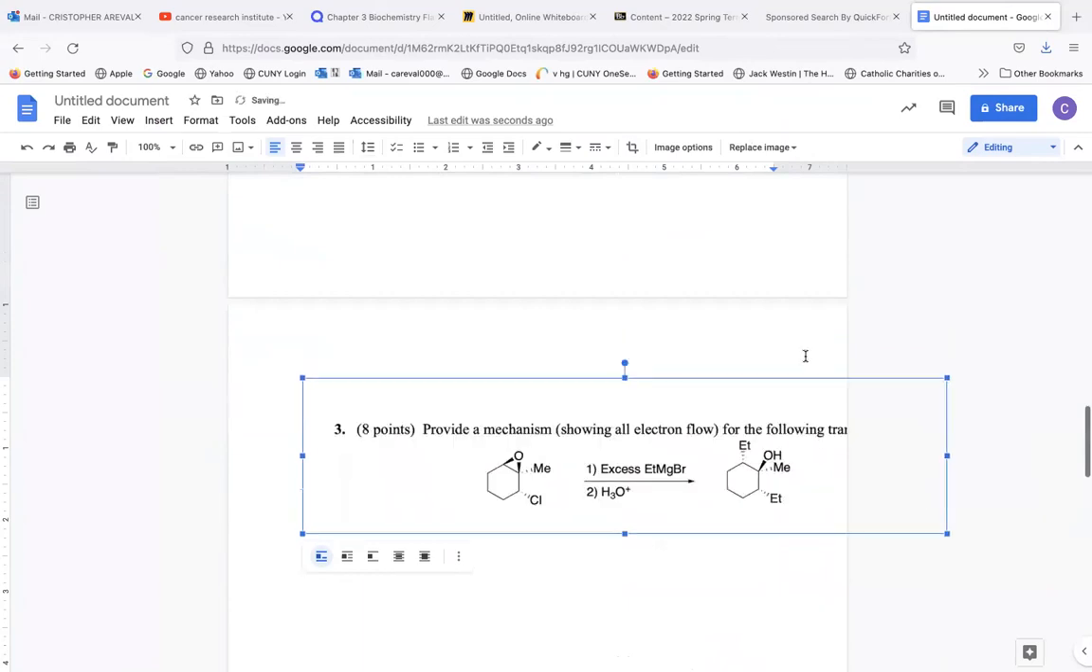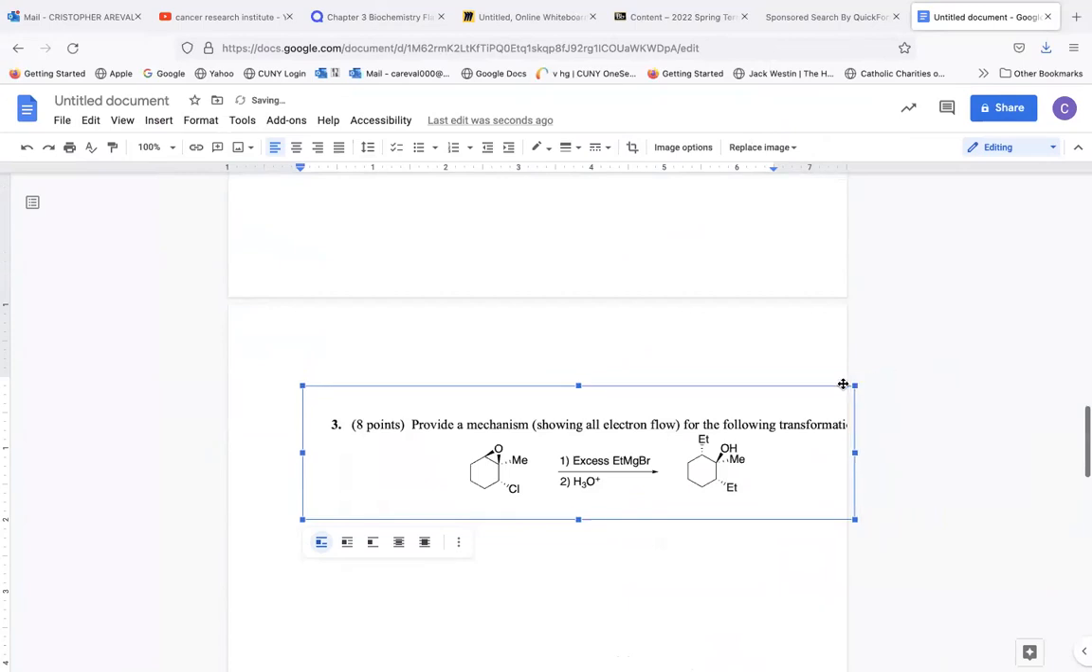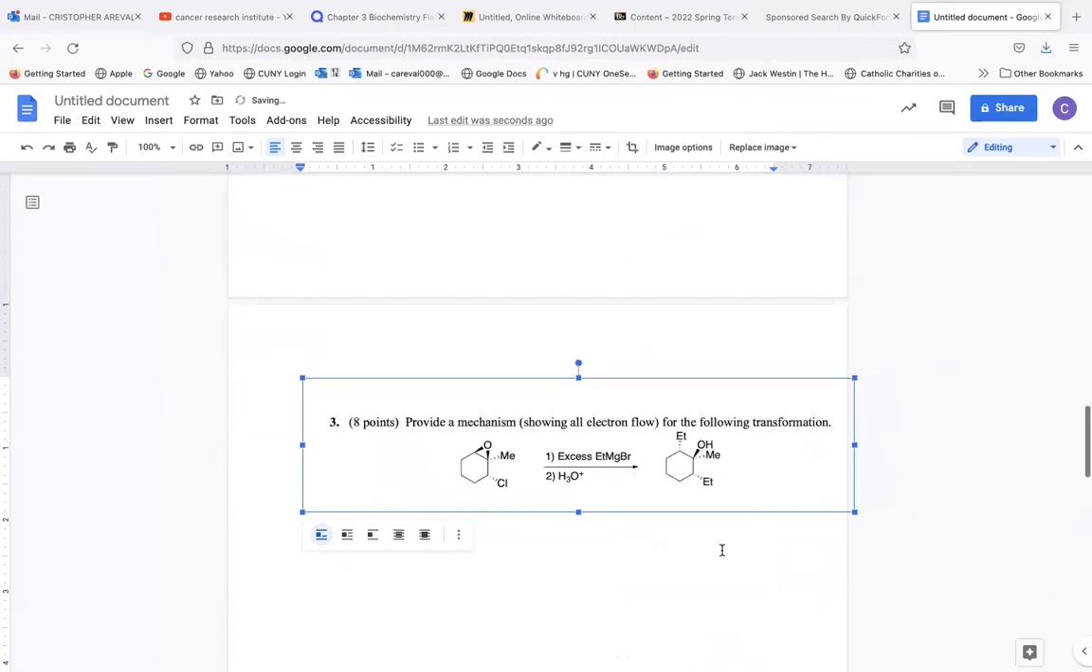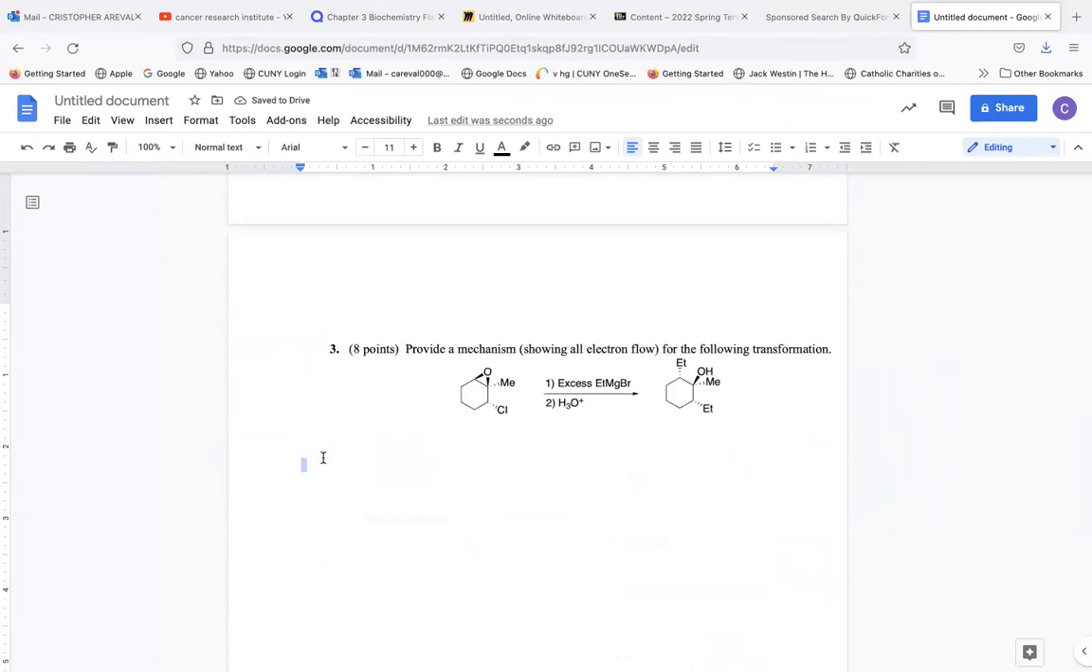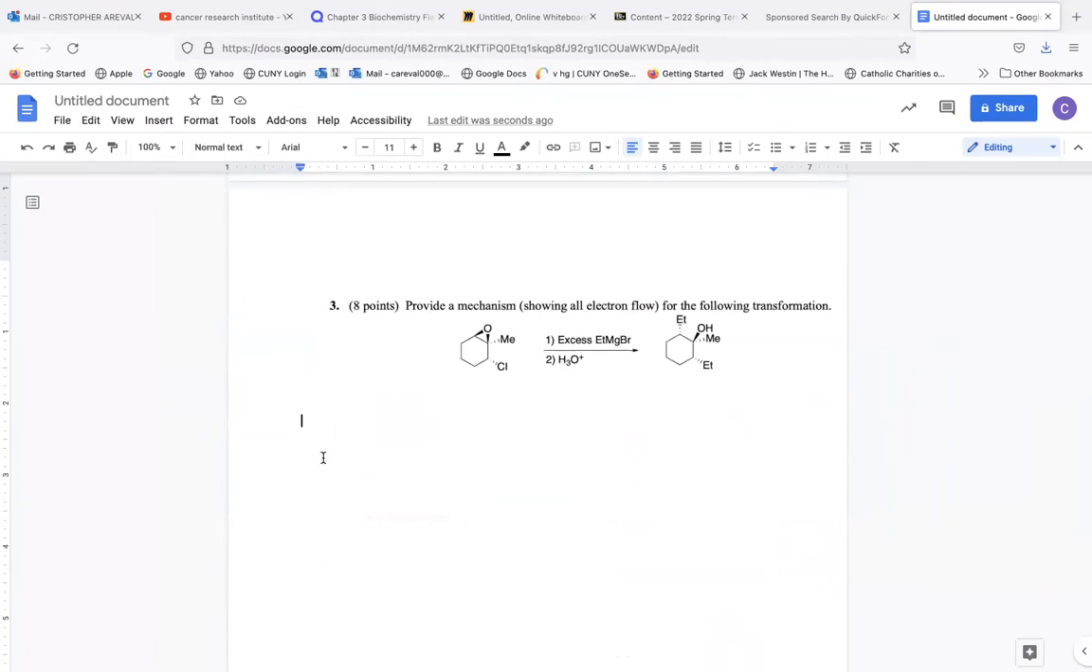So there's always going to be a mechanism in the exam, at least one. So it's fair game from anything. It could be from chapter 13, 16, or whatever he does. So this was in 2019, and we'll do it right now. So it says, make sure you have all the flow of the electrons displayed. How can we approach this?